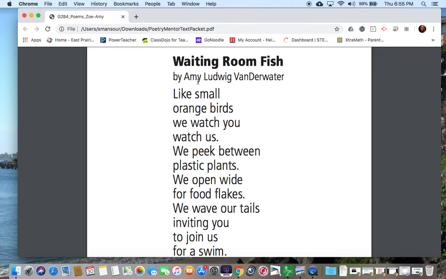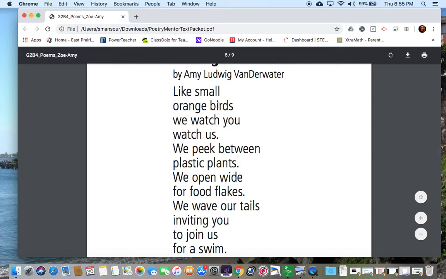This one here, waiting room fish. Like small orange birds, we watch you watch us.